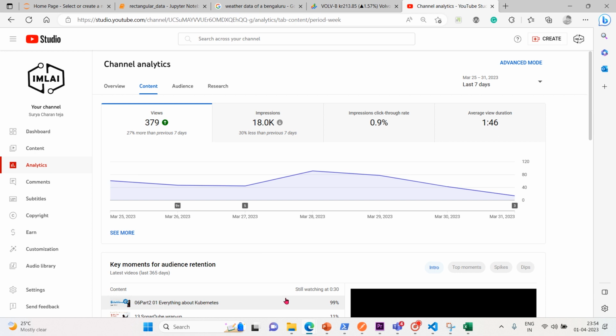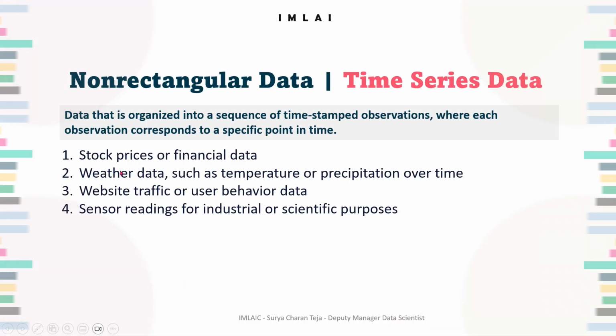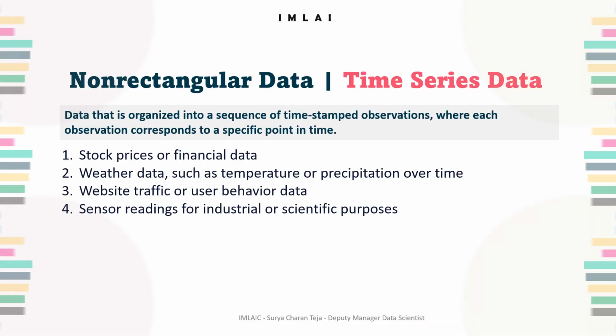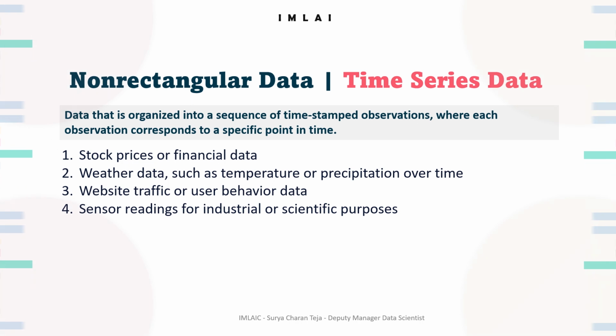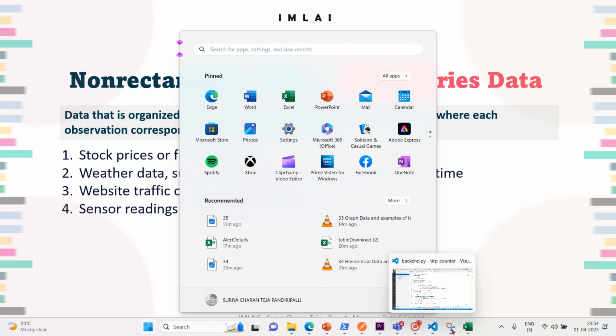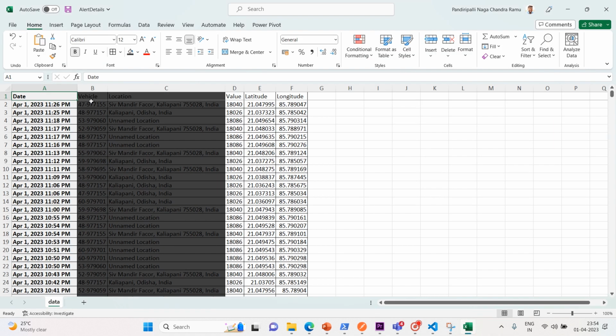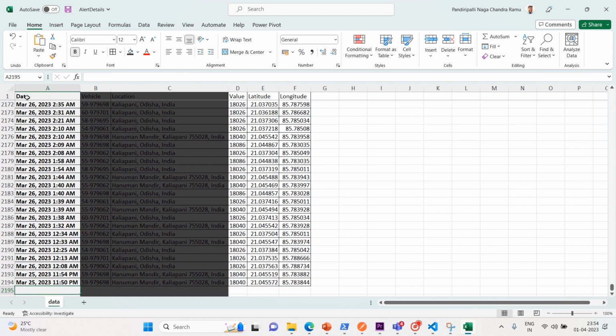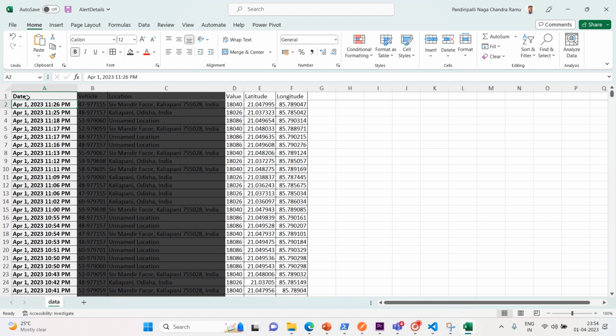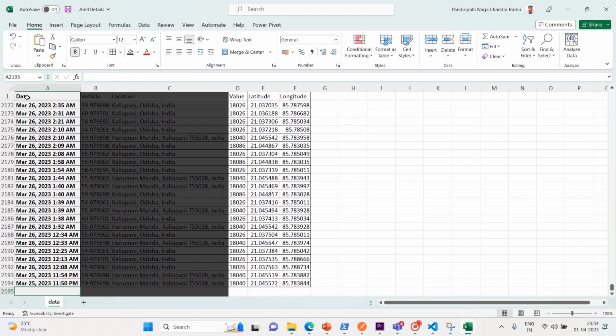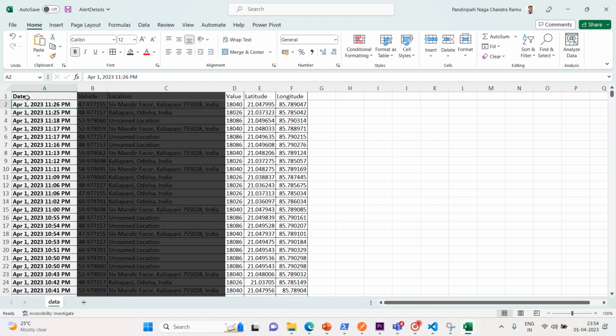Then we have one more example, that is sensor readings for industrial or scientific purposes. Presently I'm working on one project, a computer vision based project. I have downloaded the data from that application, and I'll show you. I have marked up a few important data so that it can be shown. On the left side, this is today's recent data, April 1, and then this is the old data from March 25 till April 1.